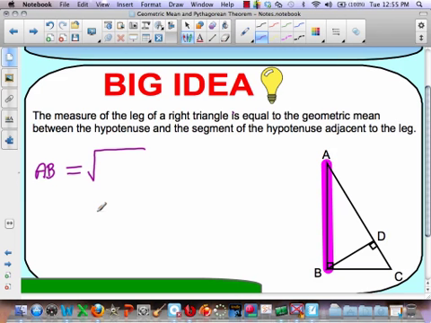Now, what is my product? What are the two things I'm multiplying here? The geometric mean, the hypotenuse and the segment of the hypotenuse. Okay, so what's the length of my hypotenuse? AC. AC, so there's my whole hypotenuse. Now, which portion of the hypotenuse is adjacent to my leg? AD. AD. There you go. And that's what we're doing. We're going to do that all day today.